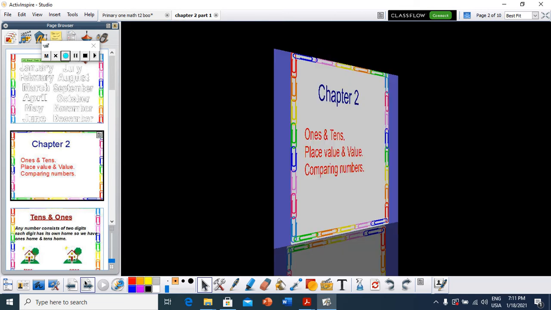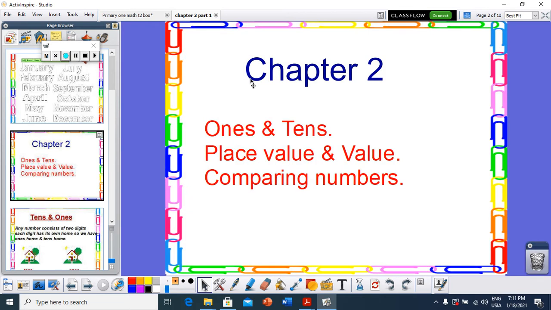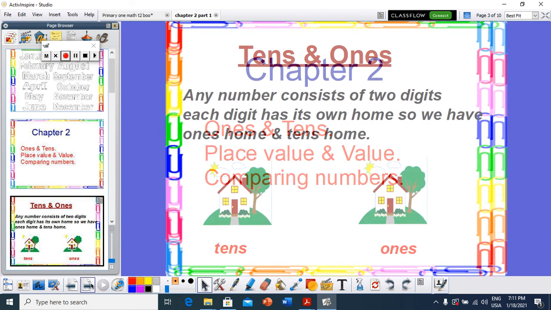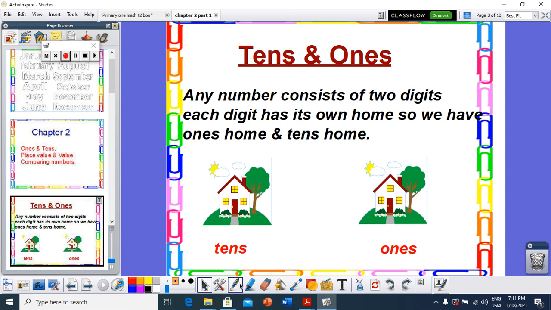Today we are going to start a new chapter, chapter 2, which is talking about ones and tens, place value and value, comparing between the numbers. Let's start with the ones and tens. Are you ready? Yes. Okay.